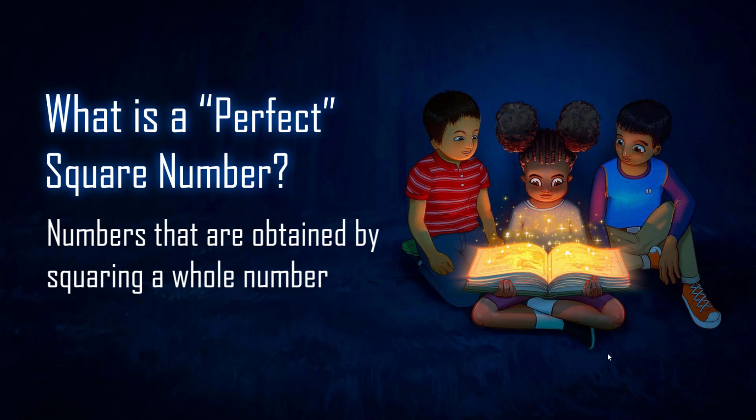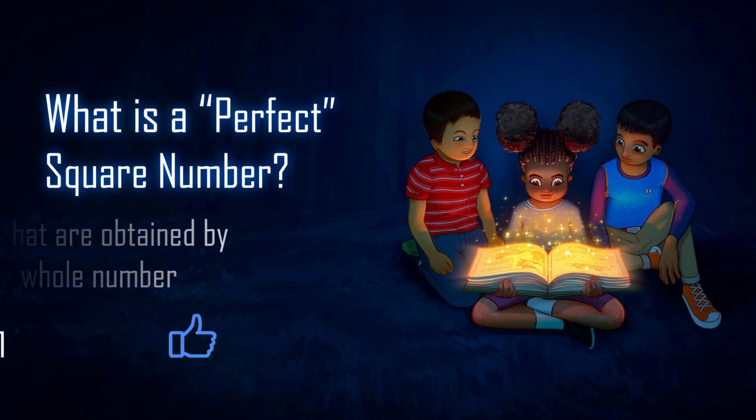For example, 5 is a whole number. By squaring 5, we get 25. So 25 is a perfect square. Similarly, 9 is a whole number. By squaring 9, we get 81. So 81 is a perfect square.